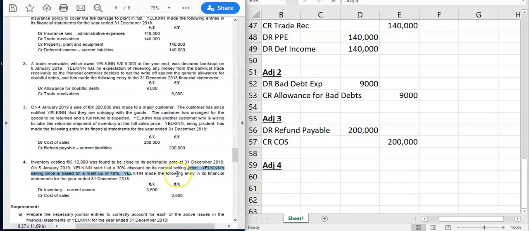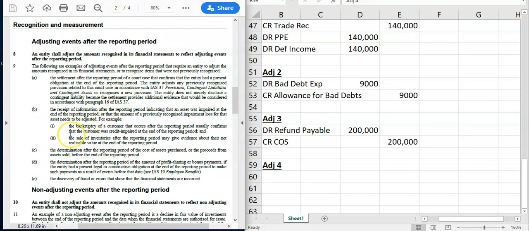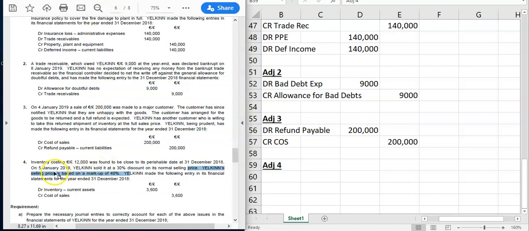Now this is a common adjusting event as well. So if you go back, one of the other examples is the sale of inventories after the reporting period may give evidence about their net realisable value at the end of the reporting period. This is what we have here. We're selling the inventory 5 days after at a significant discount. So that should give us an indicator that this probably needs to be written down at the year end. So there's a link here to IAS 2 as well. We are valuing inventory at the lower of cost and net realisable value.